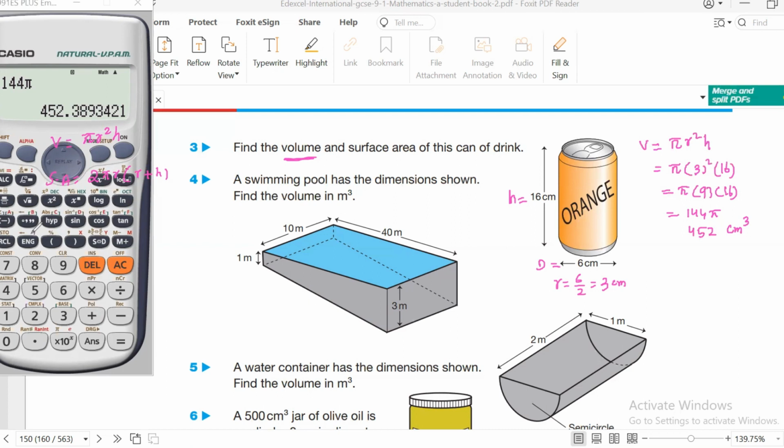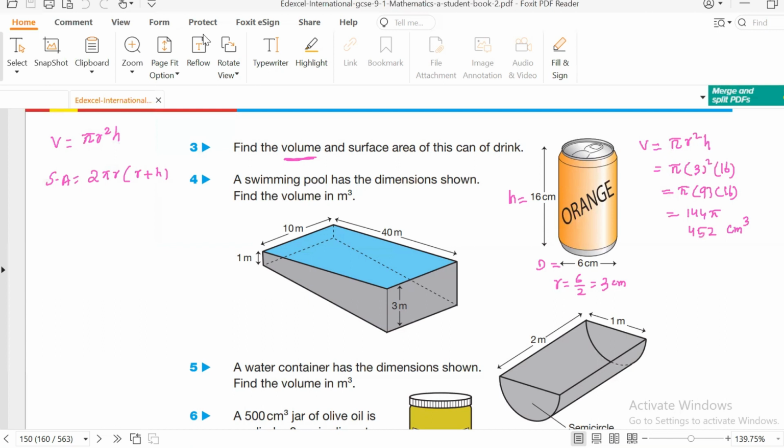After this, we will find out surface area. For surface area of this cylinder, we need radius as well as height. Both we know. So total surface area is equal to 2 pi r bracket open r plus h. So we have 2 pi, r is 3, plus height is 16. So 3 multiplied by 2, 6 pi, and 3 plus 16, 19.